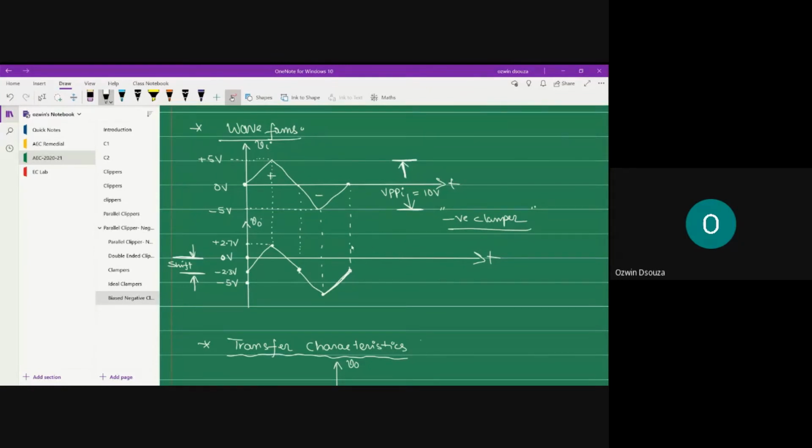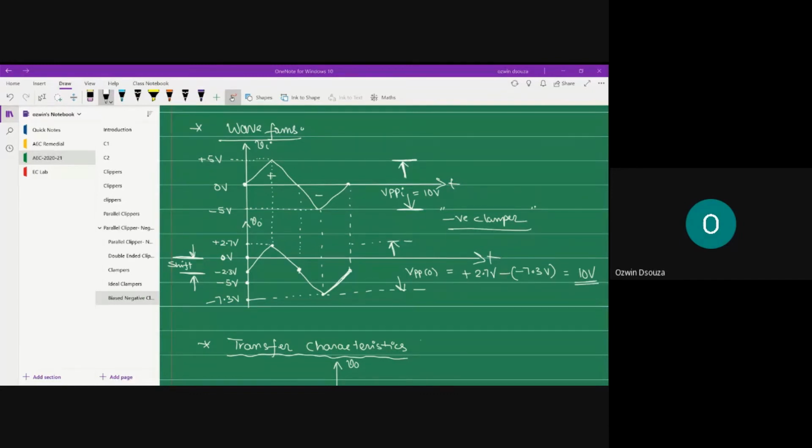And what about the output? Your output could have a different peak-to-peak value. That's the reason I made you calculate this. Even for the output, the peak-to-peak value is defined as the distance from the positive peak of the output to the negative peak of the output. So what is the positive peak of the output? Plus 2.7 volt. And what is the negative peak of the output? Minus 7.3 volts. So 2.7 minus of minus 7.3, how much will you get? 10 volt. So this is the feature of a clamper circuit.